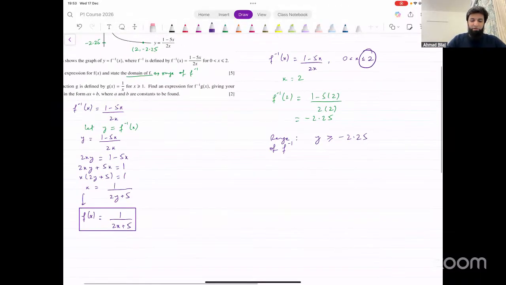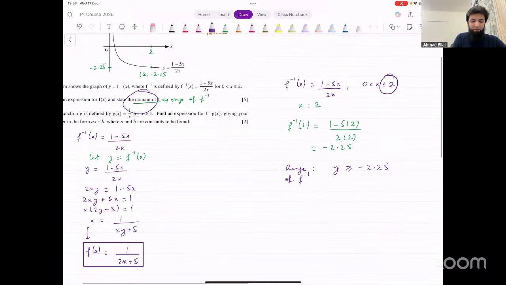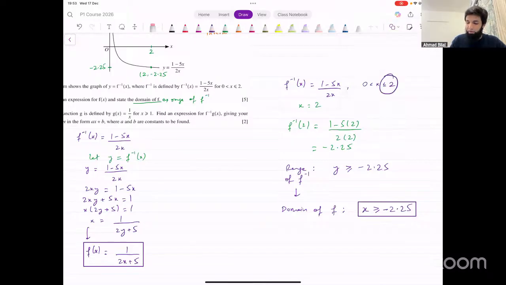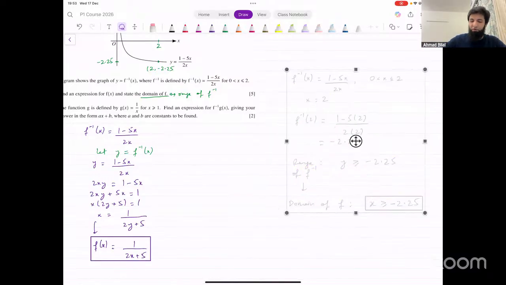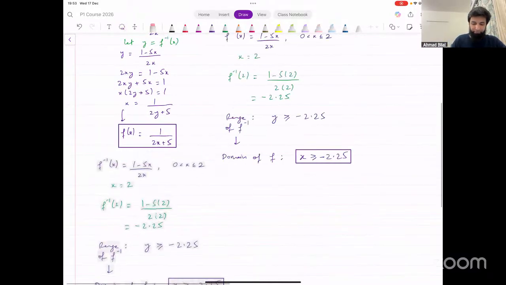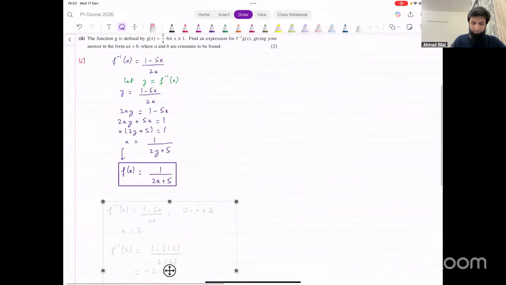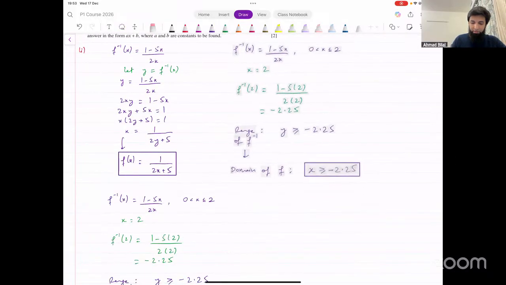Now, if that's the range of f inverse, we were looking for the domain of f. So the domain of f should be the same. We can say the domain of f is also greater than or equal to negative 2.25. However, since we're talking about domain now, we should have x here. So it's x greater than or equal to negative 2.25. That's the domain of this function. That's what we were looking for. And just keep it on the side here.